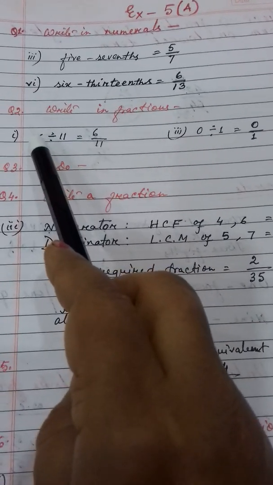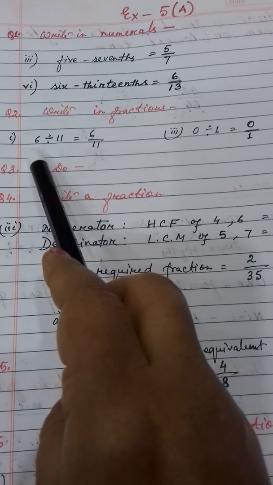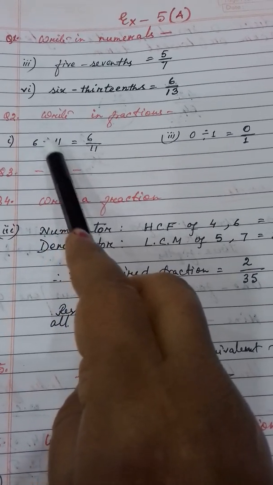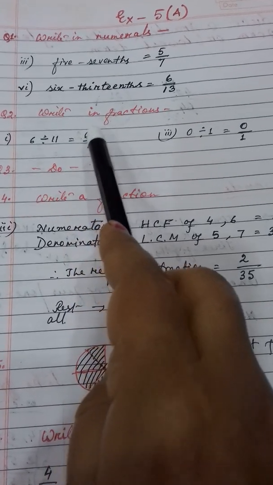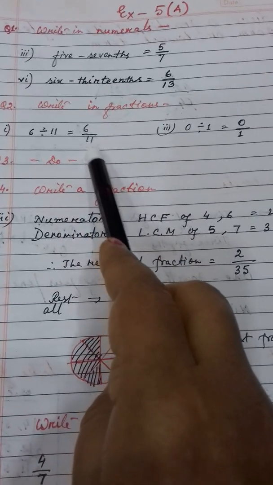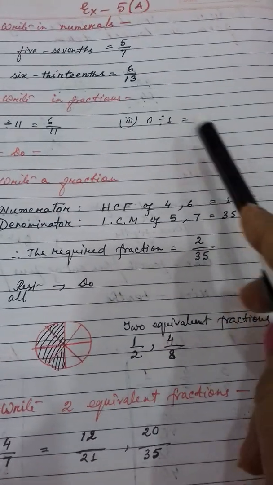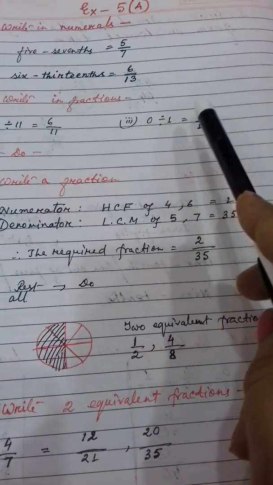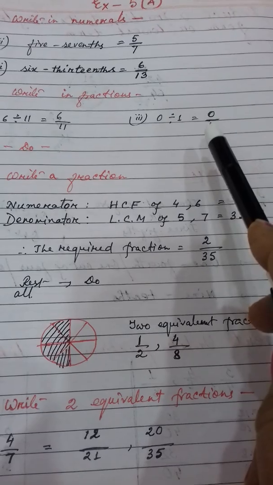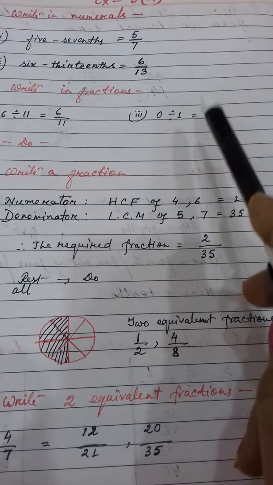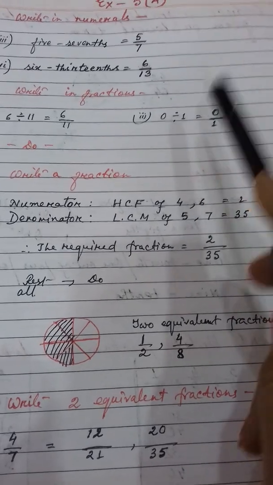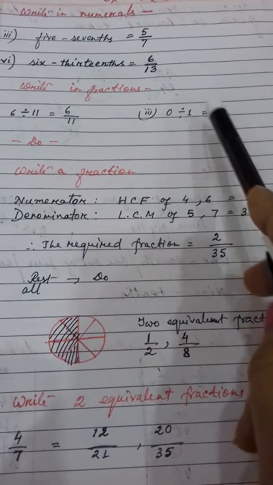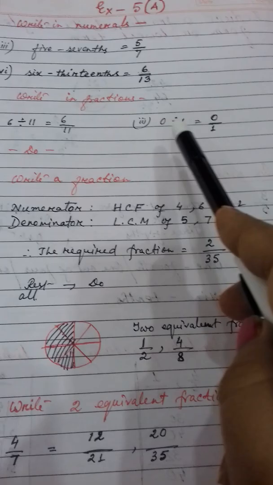That means 6 is the dividend, 11 is the divisor. That means you are dividing 6 by 11. Clear? This is the fraction form. Here 0 divided by 1, 0 by 1. Yes or no? You cannot divide any number by 0, but you can divide 0 by any number. That's why this fraction can be formed.